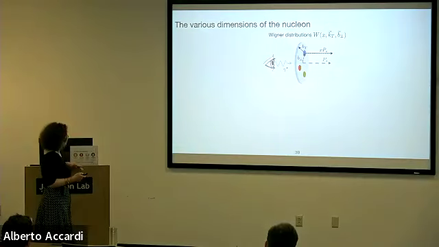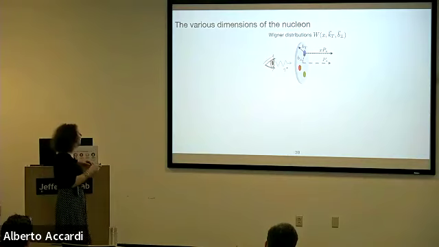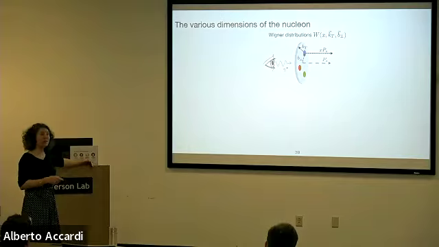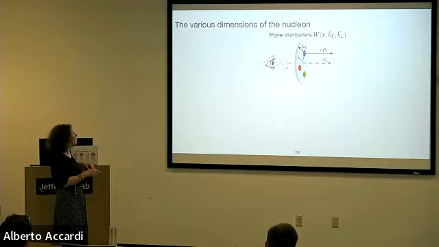Because there are different aspects to the different dimensions of your nucleon. The maximally available information is contained in so-called Wigner distributions. These Wigner distributions contain information about the distributions of quarks and gluons, again, as a function of their longitudinal momentum fraction, as a function of their transverse momentum, and as a function of their transverse position.